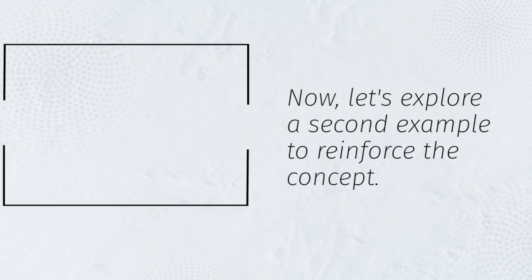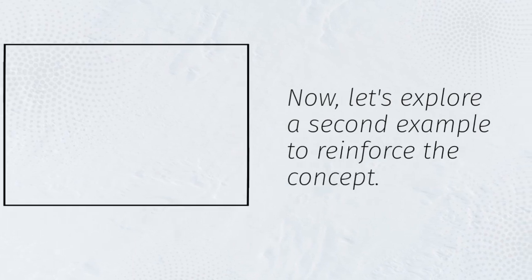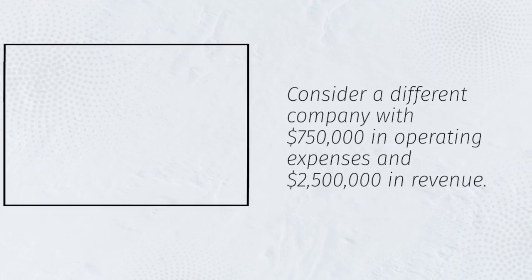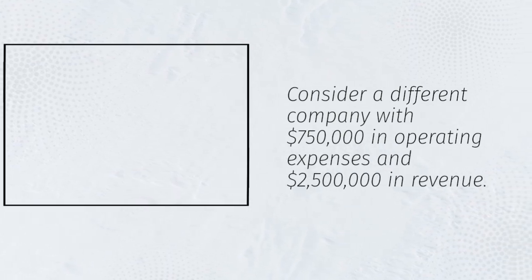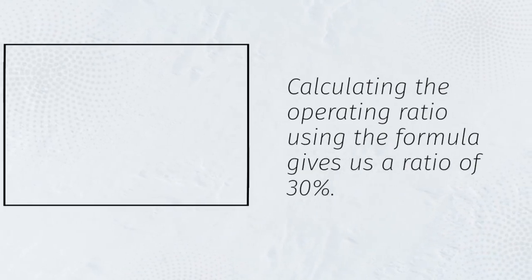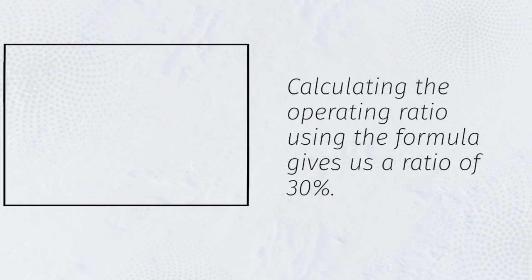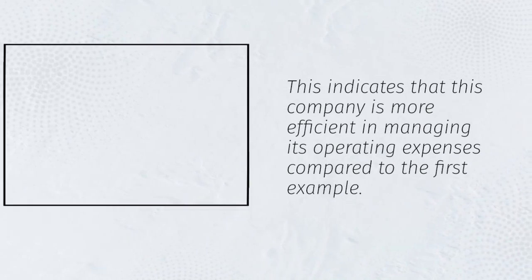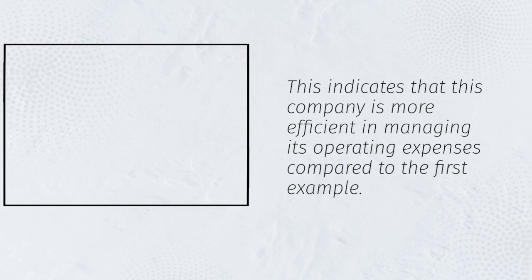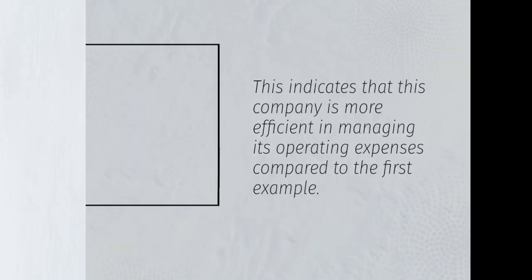Now, let's explore a second example to reinforce the concept. Consider a different company with $750,000 in operating expenses and $2,500,000 in revenue. Calculating the operating ratio using the formula gives us a ratio of 30%. This indicates that this company is more efficient in managing its operating expenses compared to the first example.